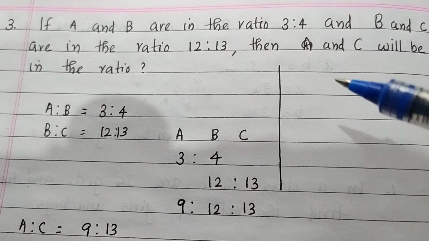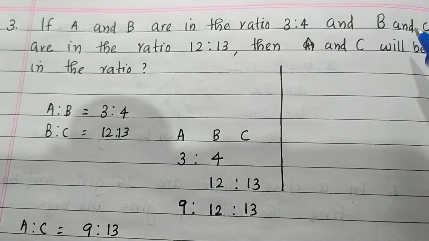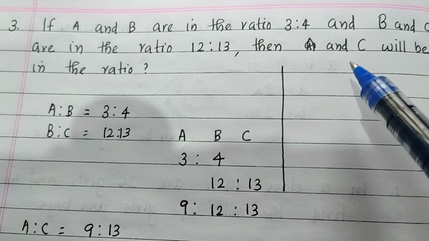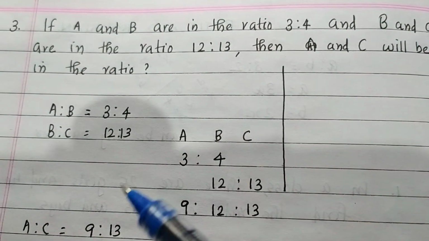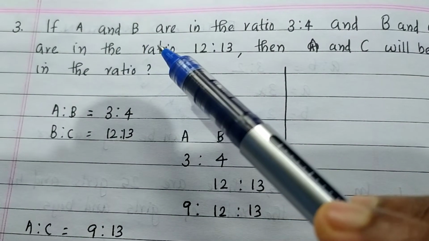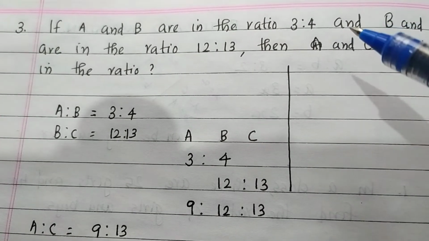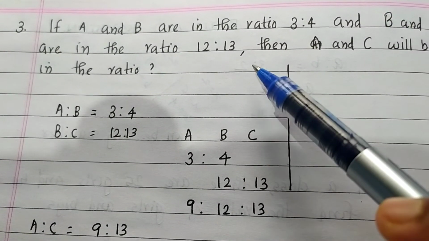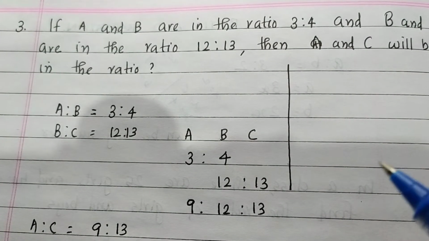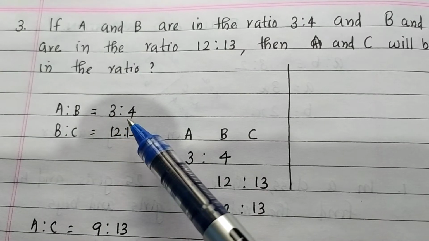Let's consider another simple question. If A and B are in the ratio 3:4 and B and C are in the ratio 12:13, then A and C will be in the ratio? So here the ratio between A and B is given, which is 3:4. B and C are in the ratio 12:13. Then A is to C is what? That is the question. So A is to B is equal to 3:4.